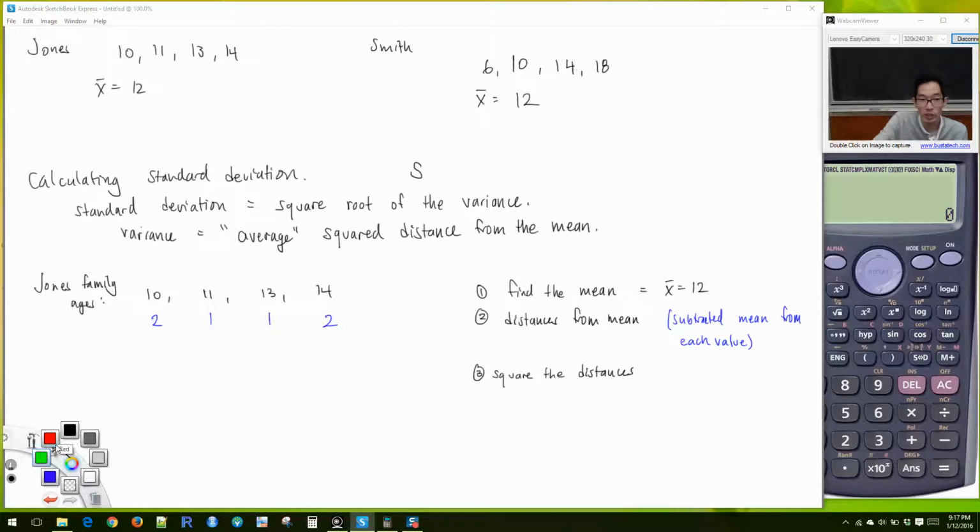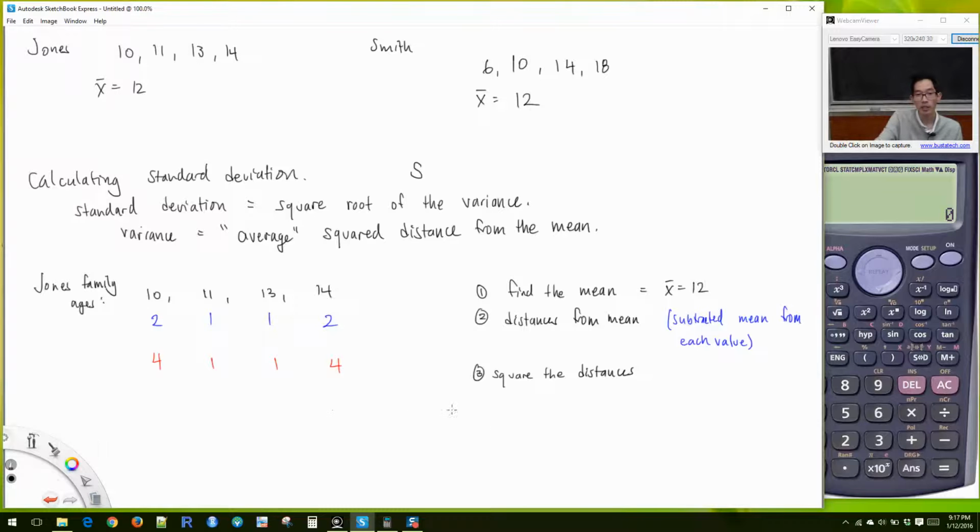Okay, so what is 2 squared? 4, right? 2 times itself is 4. 1 squared is 1, 1 squared is 1, and 2 squared is 4. Okay, so is this row of red numbers okay with everybody? All we're doing is taking the distances from the mean and squaring them.